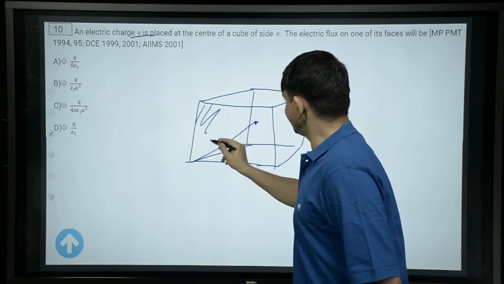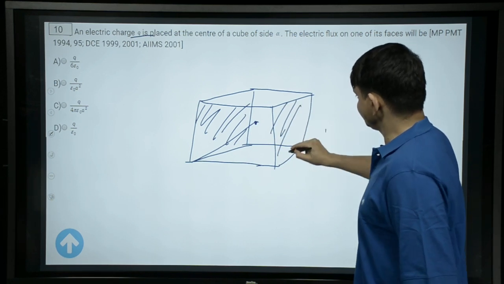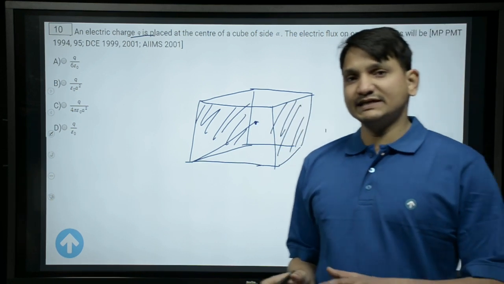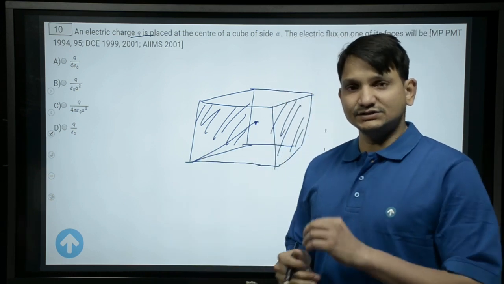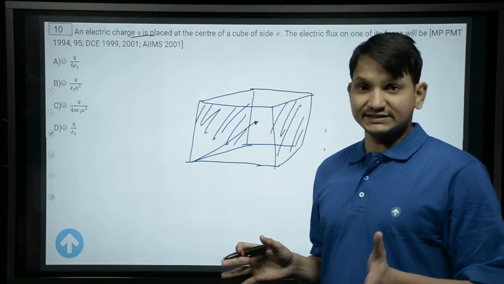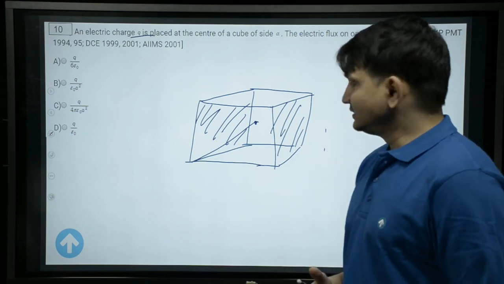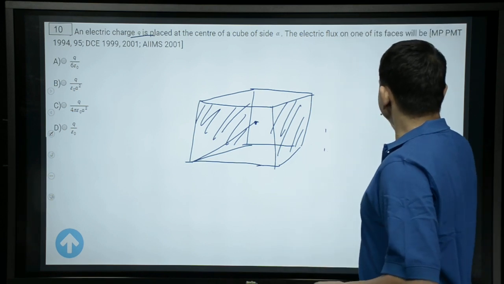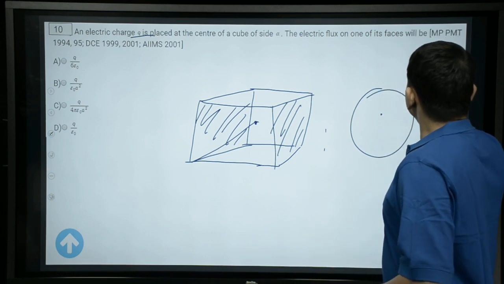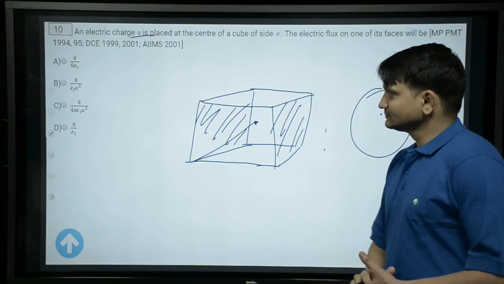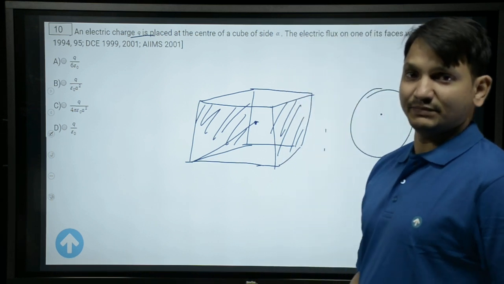So let's say this is one of the faces here. You can simply say that being at the center, this charge will distribute its flux through all the faces equally. That's one of the hints you can use here. And you also know that for a charge, whatever be the surface, the total flux would be Q by epsilon naught. I think you can work it out. This would be a very easy part for you.